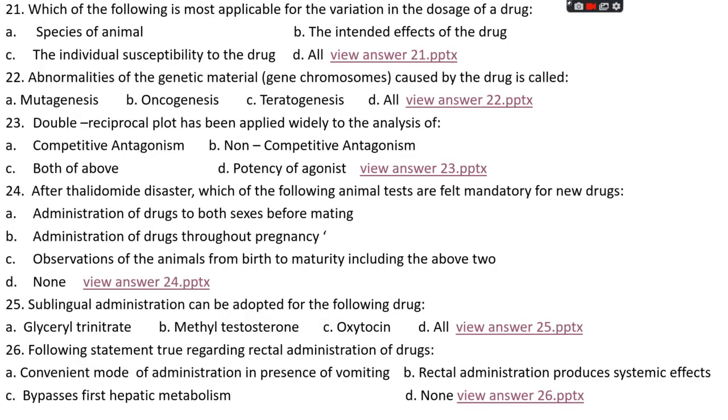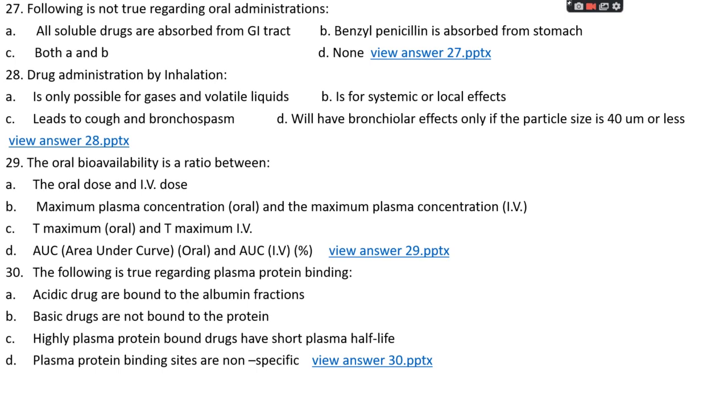Okay, question number 27. Which of the following is not true regarding oral administration? Option A, all soluble drugs are absorbed from the GI tract. Option B, benzyl penicillin is absorbed from the stomach. Option C, both A and B. Or option D, none. The right answer is option C, that is both A and B.